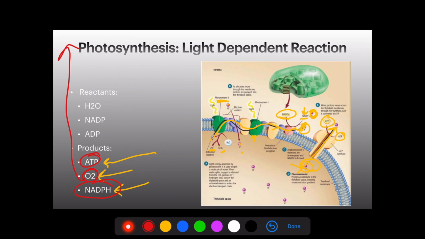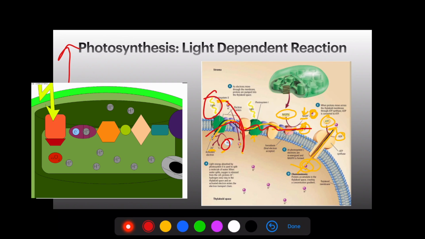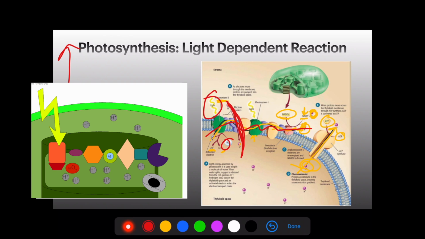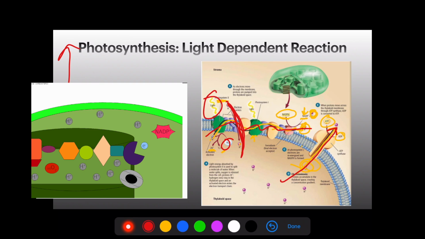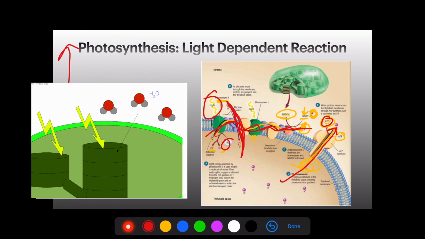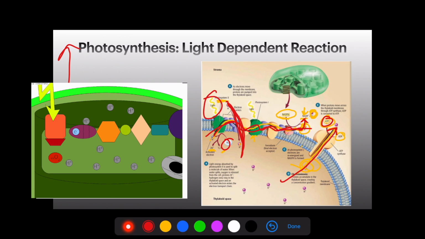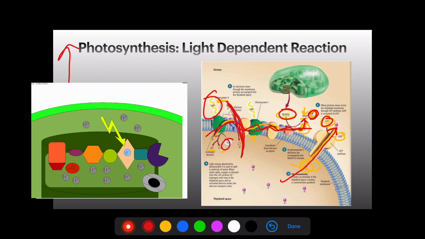So long story short, the light breaks apart a water molecule. The electron that was attached to that moves across these protein structures. This allows protons to go back and forth, and those protons are used through the ATP synthase channel to create ATP. And eventually the electron ends up over here and gives its energy to NADP+, so it can bind with one of these hydrogen protons to create this. And that was the whole process.